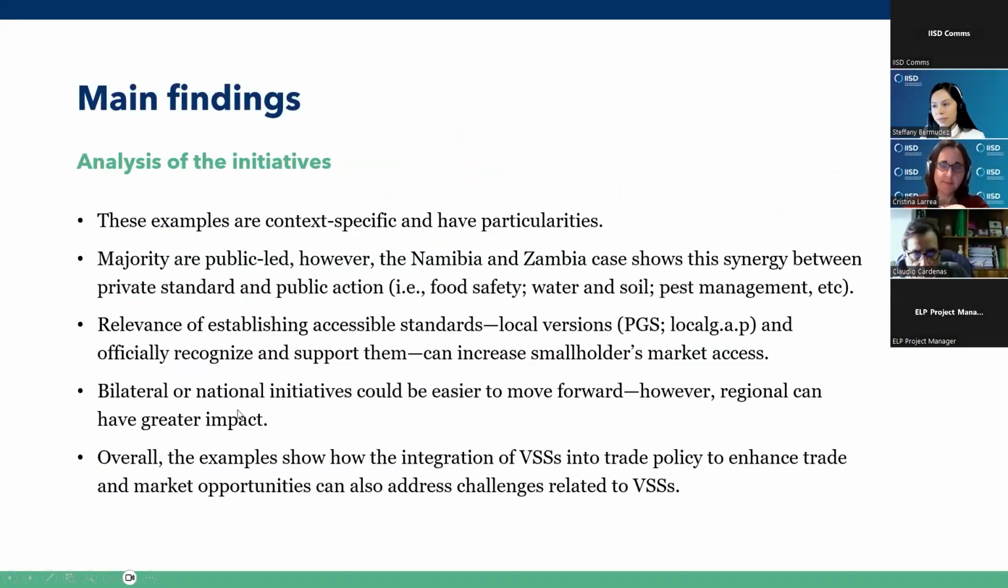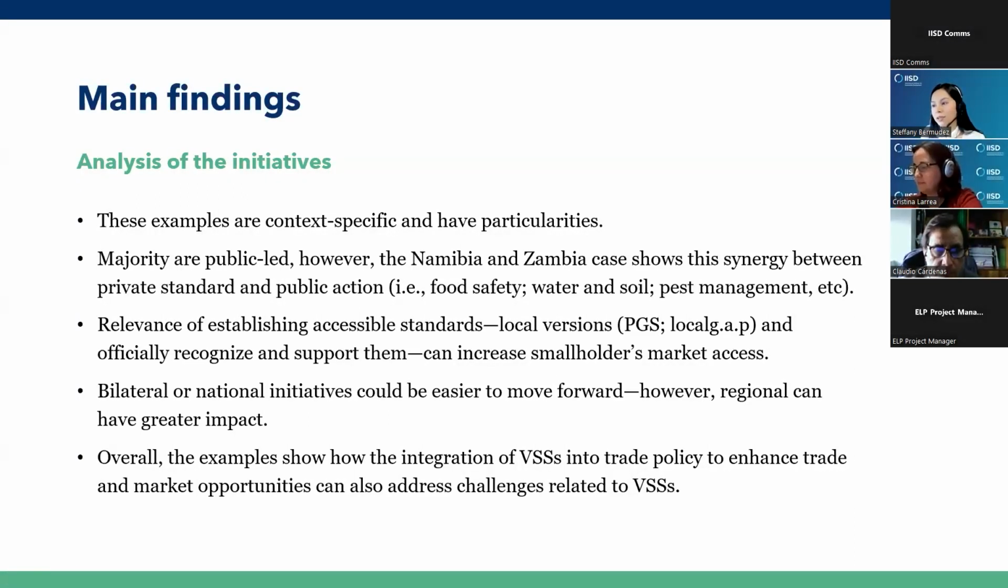So to finalize my presentation, some quick analysis of the initiatives, and you can find these results in our paper. So we understand that these cases are context specific and have particularities. Some of the factors that have contributed to the successful inclusion of standards in trade policies in some countries may not be present in other contexts and regions. Also, the majority of initiatives that we analyzed are public-led or relate to public-led standards.